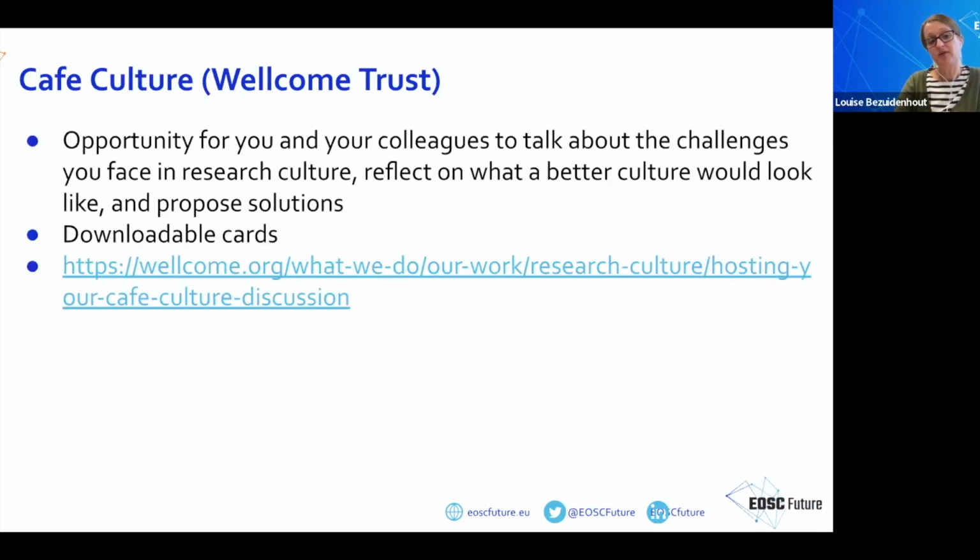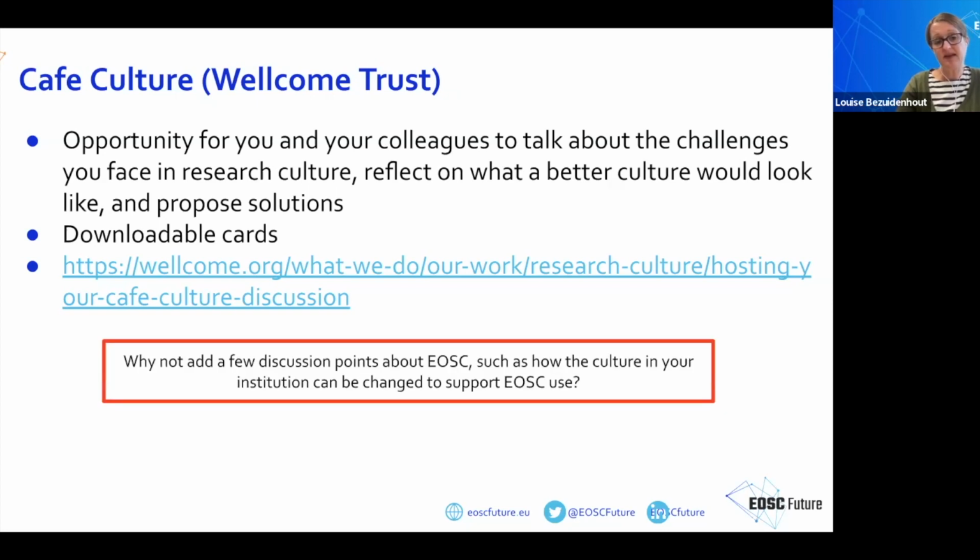Similarly, the Wellcome Trust also created a set of cards called Cafe Culture that allows individuals to start discussions on the challenges faced in research culture, reflecting on what better research culture would look like, and to propose solutions. These are also downloadable cards that you can access. And then these cards could be quite helpful by adding some discussion points about EOSC, such as how the culture in your institution can be changed to support EOSC use.